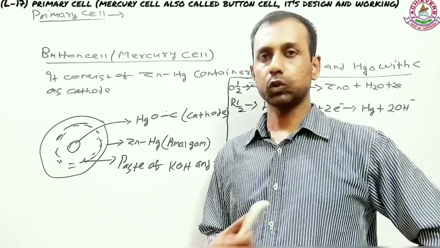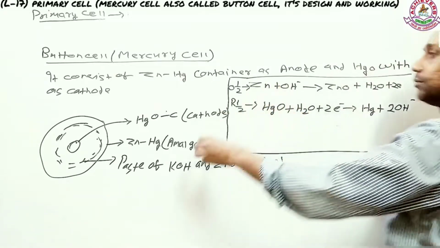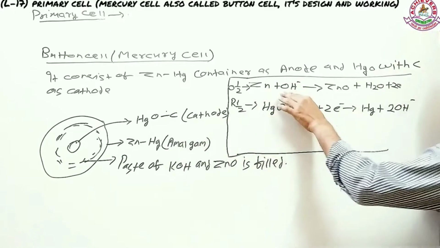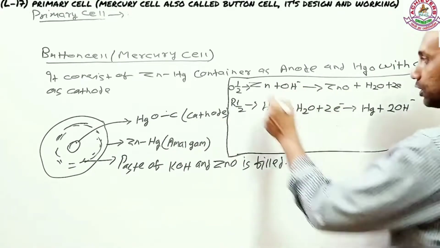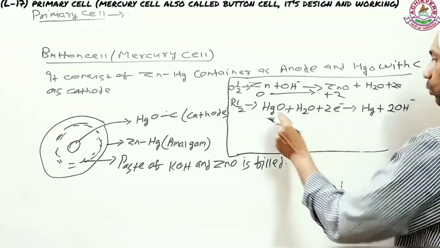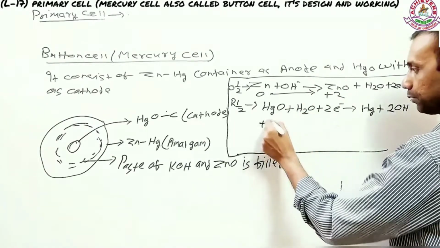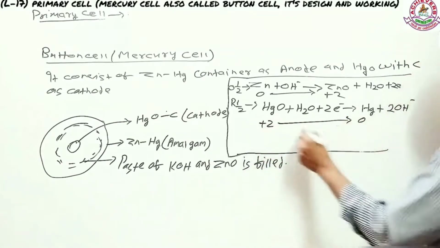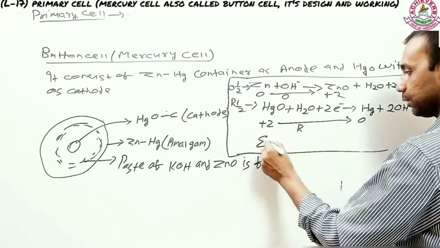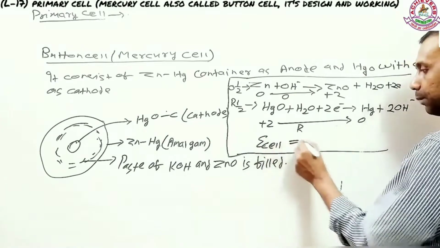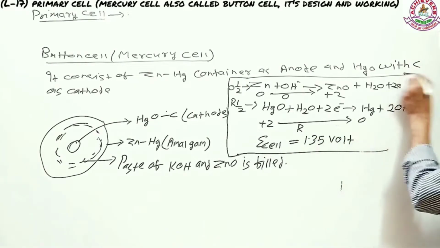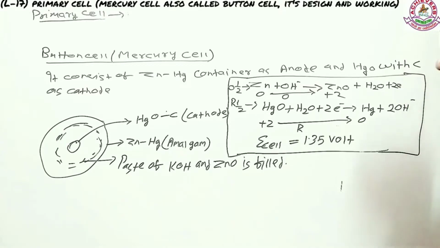Now what happens inside? At the anode, zinc undergoes oxidation, because zinc reacts with hydroxide and converts into zinc oxide, so the oxidation number changes from 0 to +2. At the cathode, the oxidation number changes from +2 to 0. So this is your reduction part, and this is your oxidation part. And it produces a cell potential of 1.35 volt. So this is what the reaction is.